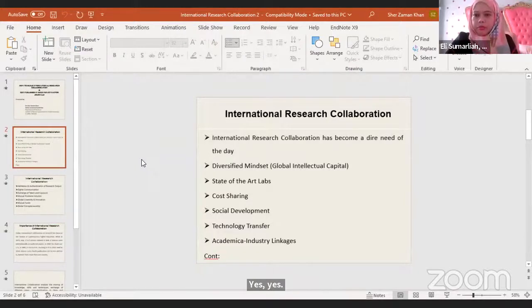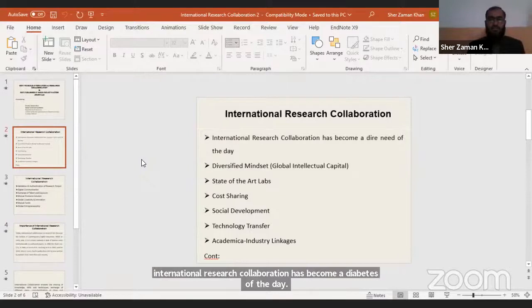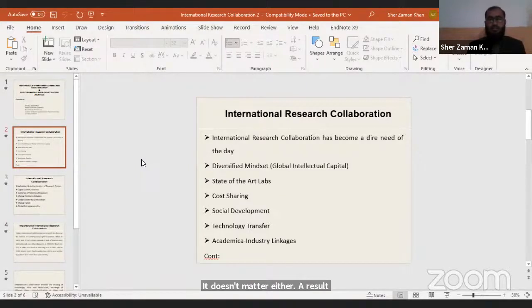So, international research collaboration has become a dire need of the day. It doesn't matter whether a researcher is living in a developed or developing country, in a high-ranked university or a low-ranked university, or working in an individual capacity or in a group. It has become a need of every researcher, every research group, and every college and university. So we can't deny the importance of international research collaboration.